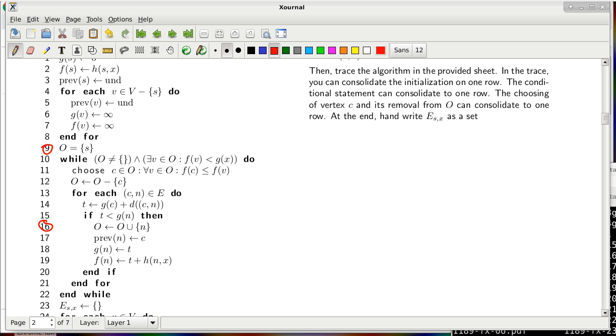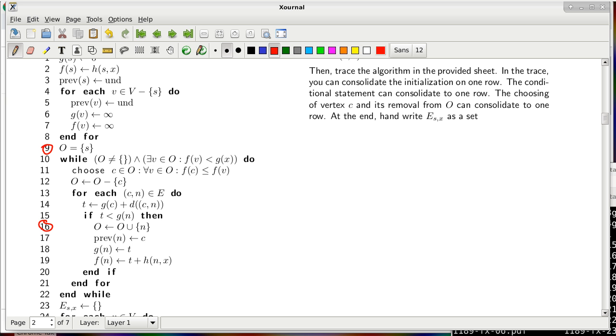Line 12 only removes something. It does not put something into O. It only removes the vertex that we have chosen on line 11, so the set gets smaller, one element smaller than before. Okay, so line 12 is not a concern to us. It is line 16 that is a concern. We do not want line 16 to put vertex U into O.